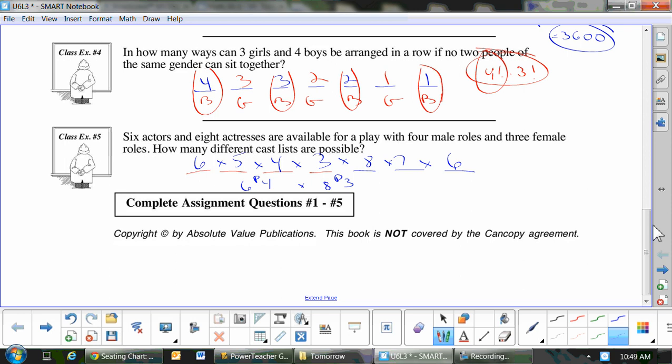And the permutation is, to many people, more understandable, because you're using the word pick. I have 6 roles, I'm picking 4. Okay, I have 8 roles, or 8, sorry, not 8 roles. Scrap that. I have 8 people, 8 females, and I'm picking 3. And I have 6 males, and I'm picking 4. Okay?